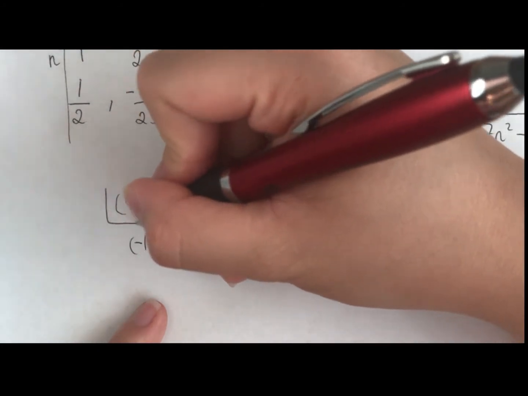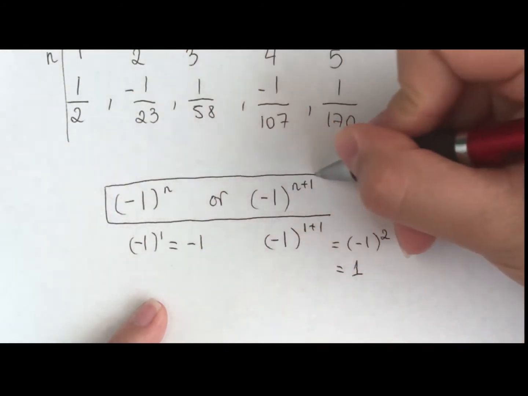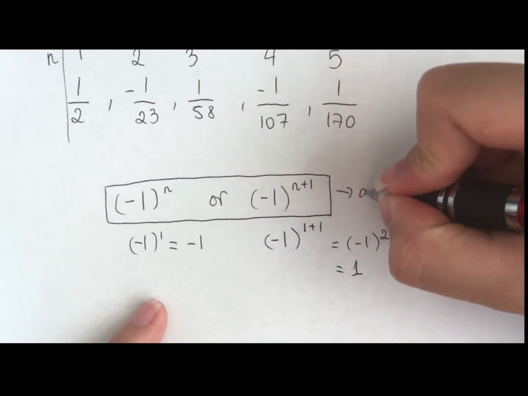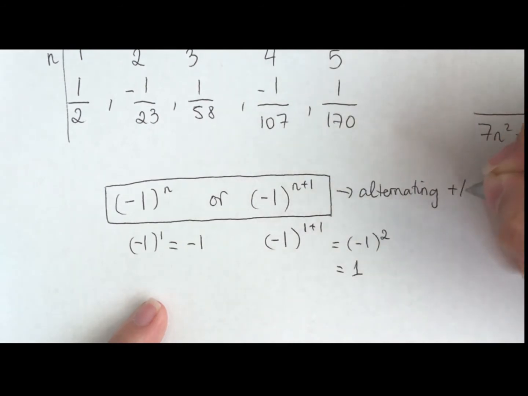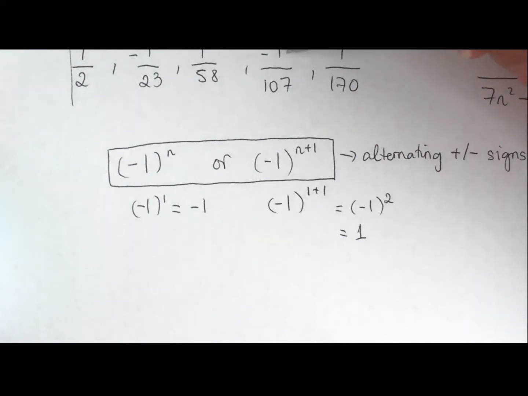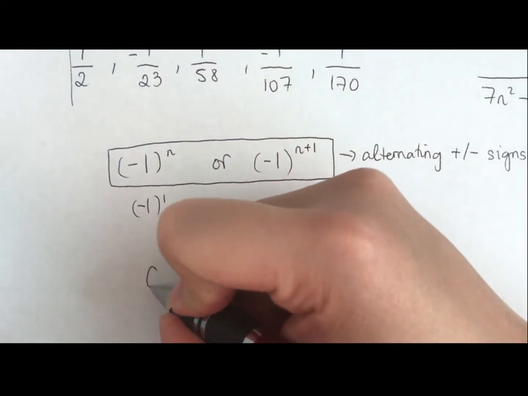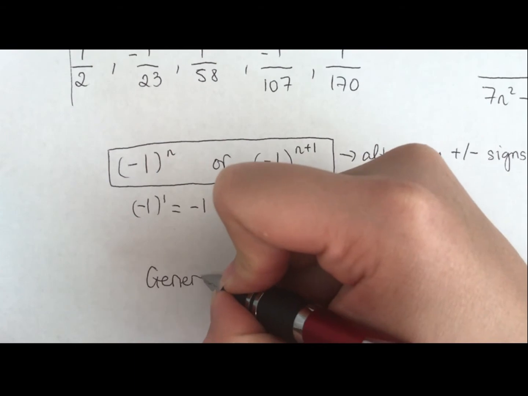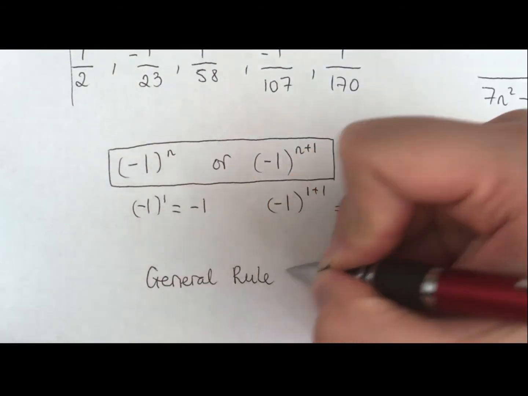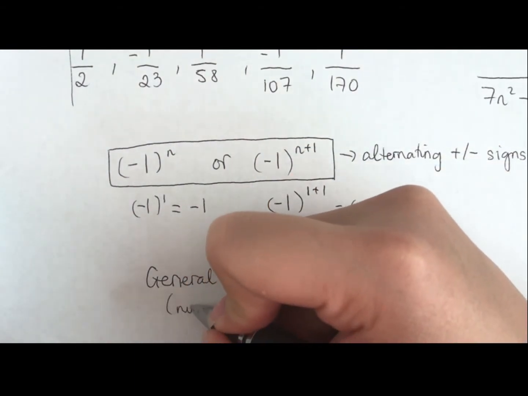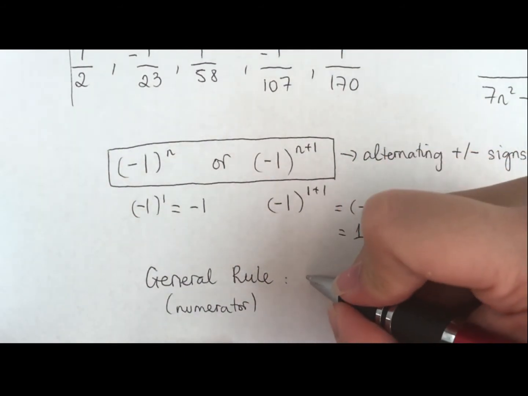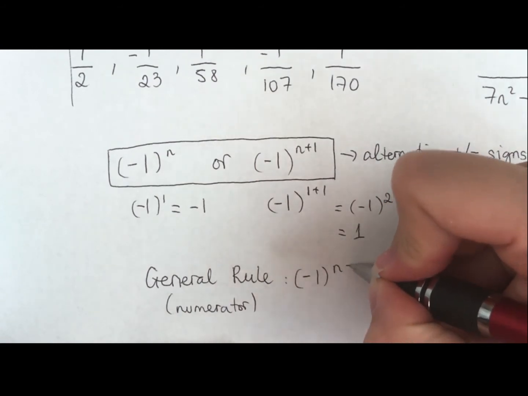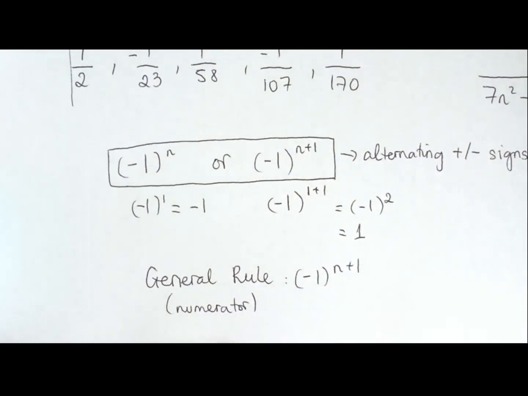And so these two formulas right here take care of the alternating positive and negative signs. In this example, we only have a 1, so the general rule for our numerator is only gonna be -1 to the n plus 1.